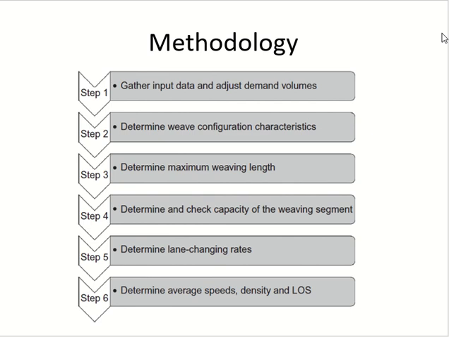If it is a weaving segment, then you move forward and the first thing you do is check for the capacity. If the demand is over capacity, the level of service is F, otherwise you find out what the level of service is. As I mentioned, the most important part of finding the level of service is the lane changing. How many lane changes are required? After that, you can find out speed, density, and level of service.